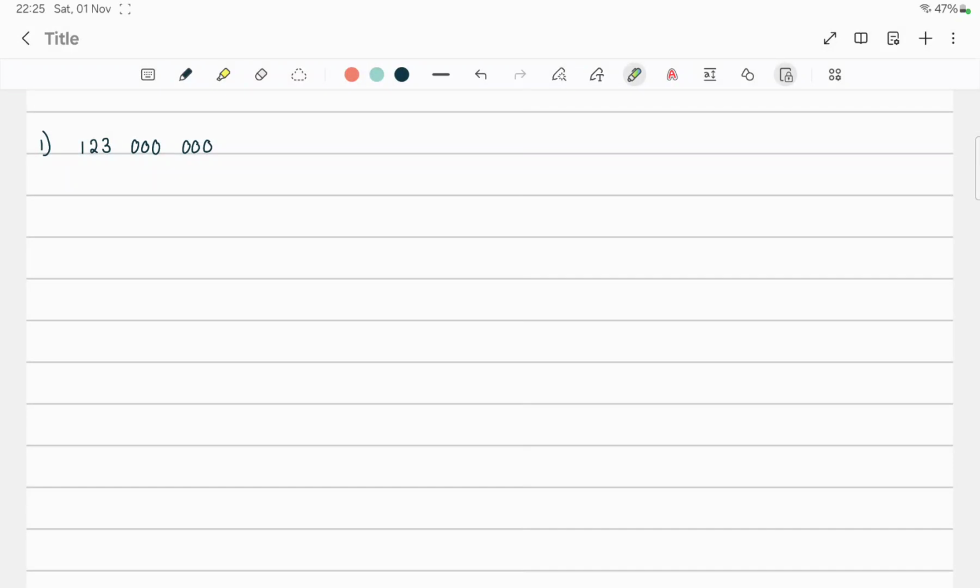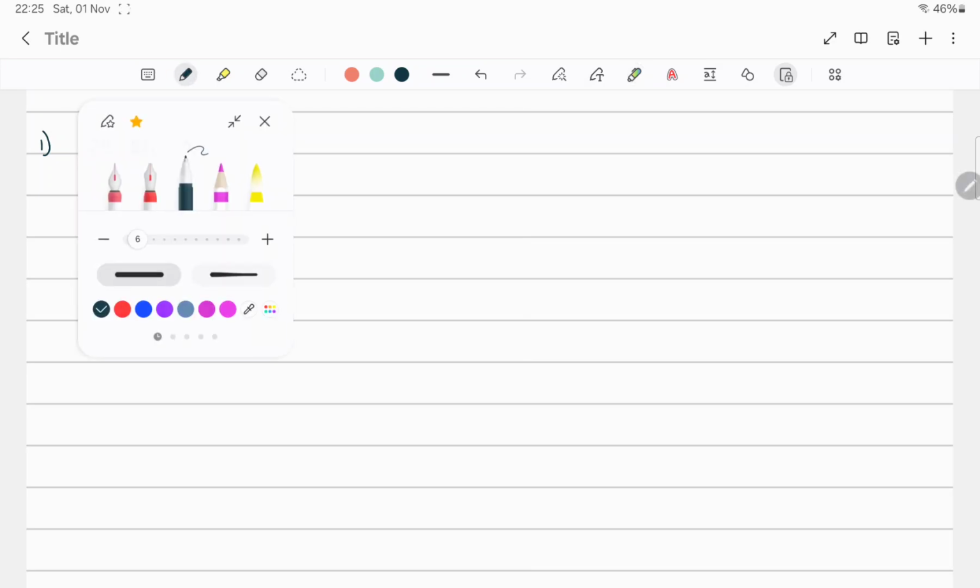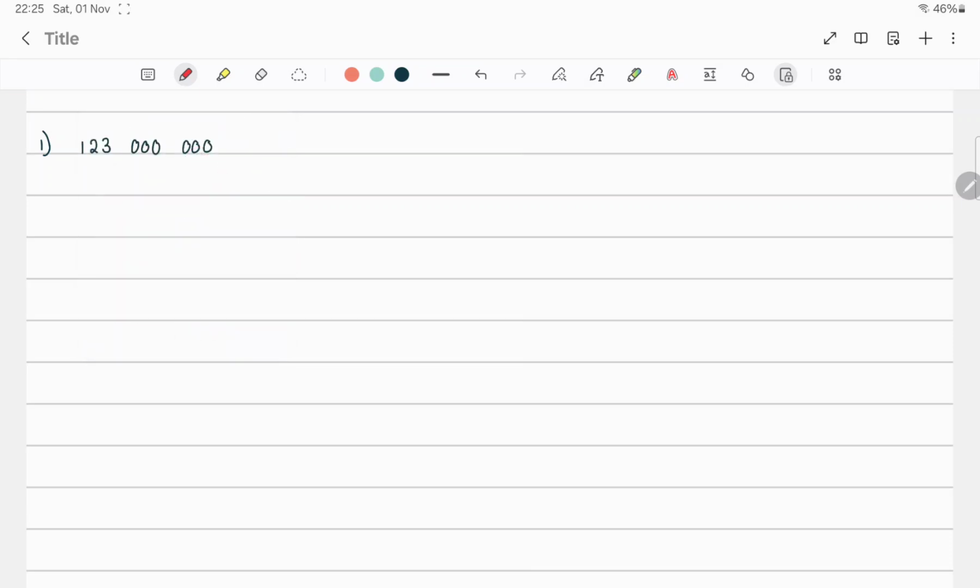Scientific notation. Let's say they gave us a number like this, which is 123,000,000. This is 123 million. And then they want us to find the scientific notation of this number. The first thing to realize is that if you don't see the comma, we always take the comma to be at the end.